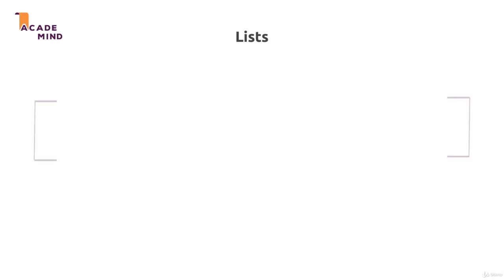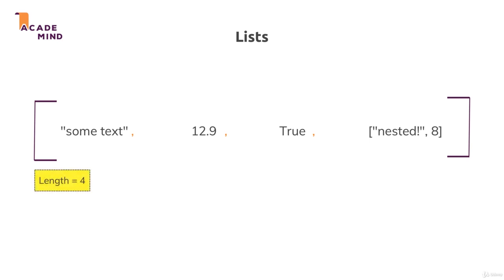A list in Python is created with squared brackets. You might know it as an array in other programming languages. A list holds different values. They can be of the same type, so it can be a list of numbers or text, but it can also be a mixed list, like this one. This list has some text, a floating number, a boolean, and even a nested list, which in turn holds some text and a number. Important, the elements in a list are separated with commas, and a list in Python has a certain length which we can get from it. In this case, it would be 4.